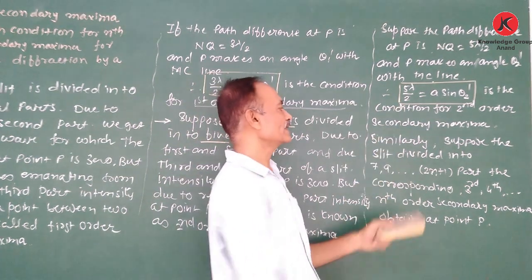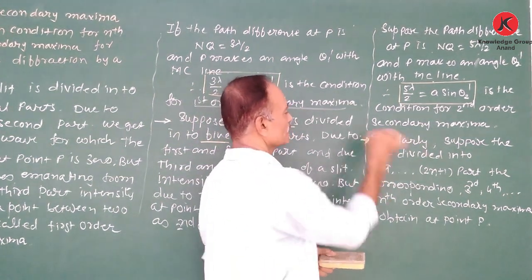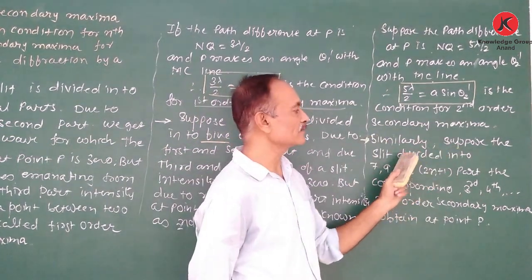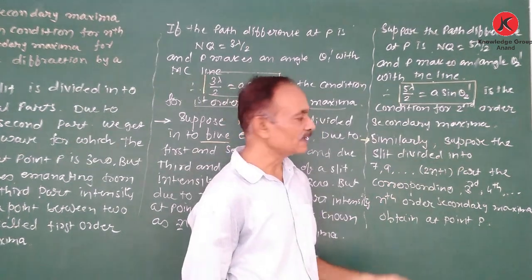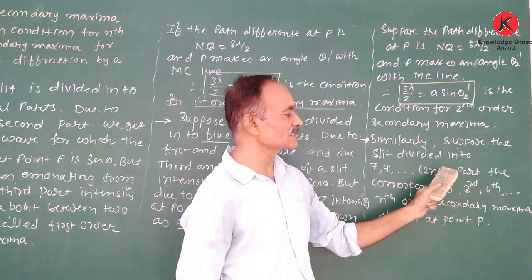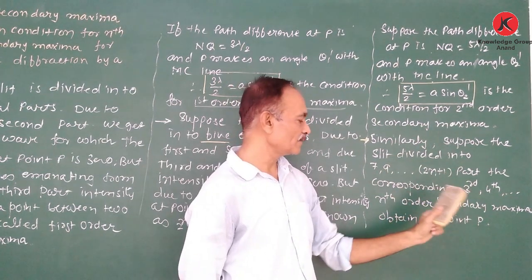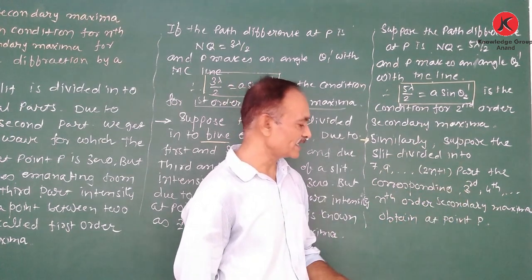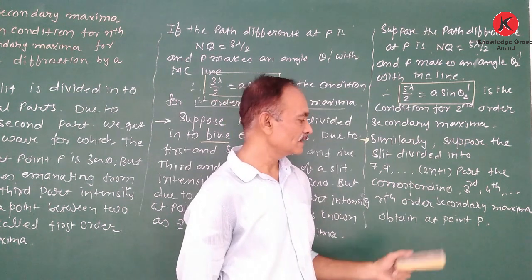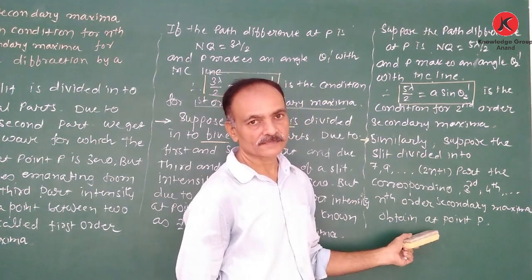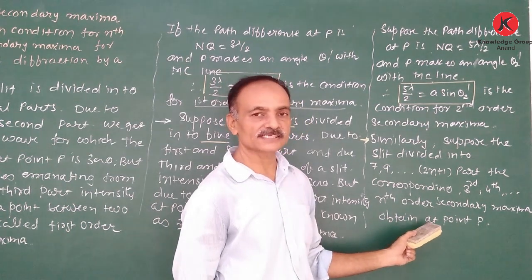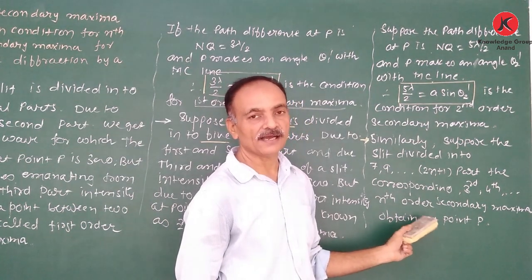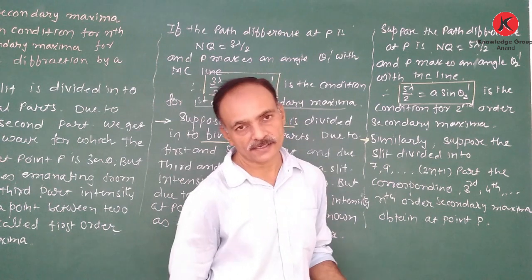Clear? After that, similarly, if we divide the slit into 7, 9, so 2n plus 1 parts, corresponding to this, we obtain the third, fourth, and nth order secondary maxima at that point. Clear this? Now we are going to derive the condition for the nth order maximum and the direction of the nth order maximum.